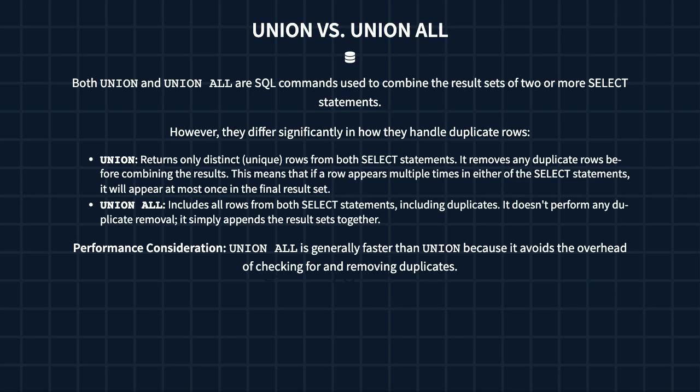On the other hand, union all is more straightforward. It takes everything from both queries and puts it all together, even if there are duplicates. Because of that, union all tends to be a bit quicker because it doesn't have to do extra work checking for and removing those duplicates.